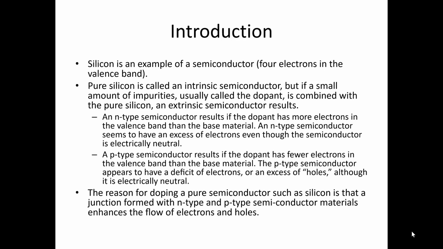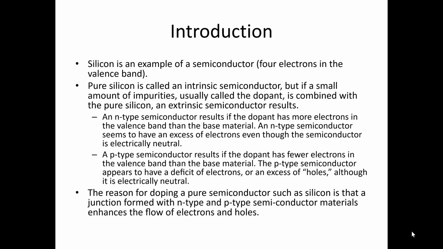Silicon is an example of a semiconductor. It has 4 electrons in a valence band. Pure silicon itself is called an intrinsic semiconductor, but if a small amount of impurities, usually called the dopant, is combined with the pure silicon, an extrinsic semiconductor results.